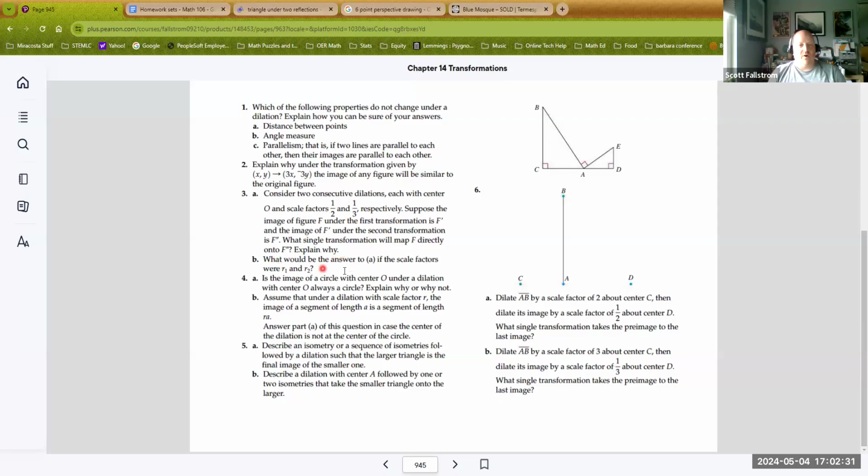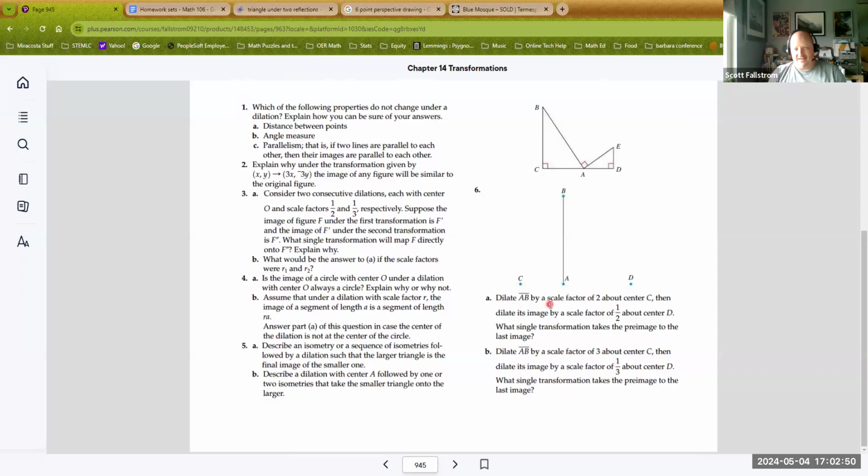Where would be the answer to A if the scale factors were R1 and R2? Very interesting. So basically, they're saying generalize it. Generalize, that's what we do with variables. Okay, question 6. Here we go.